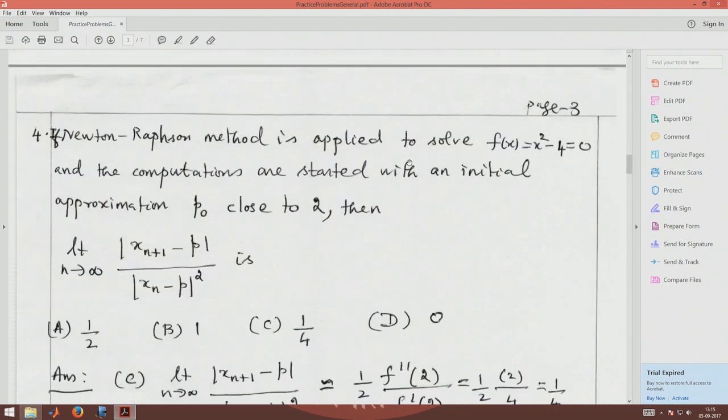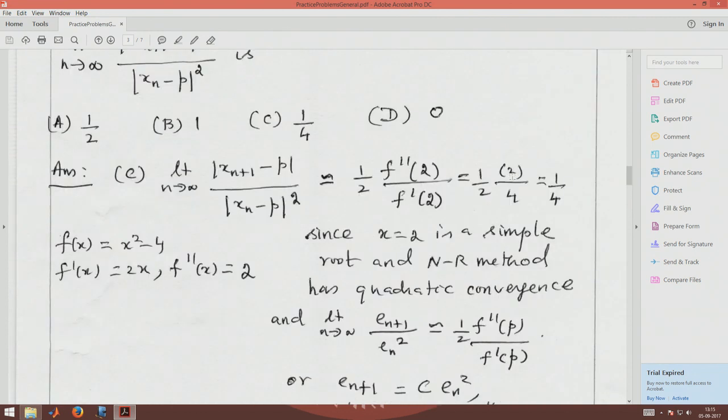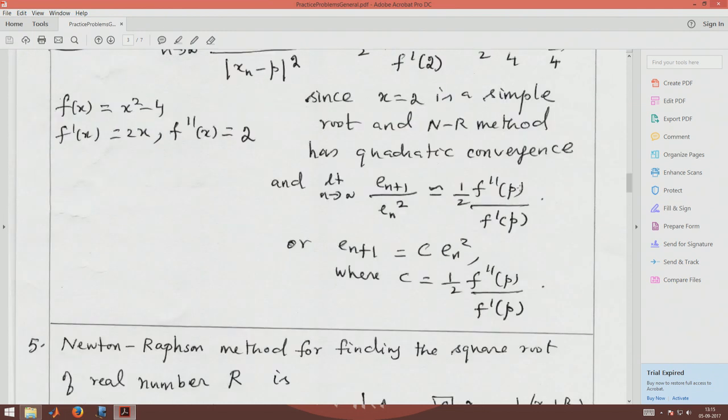How do we know the function? We are given f of x is equal to x square minus 4. Compute the second derivative, compute the first derivative, substitute these derivatives, evaluate it at 2 and give the values here, and that gives you 1 by 4. So, immediately you know that the answer C is correct, because you have been able to show that it is equal to 1 by 4.